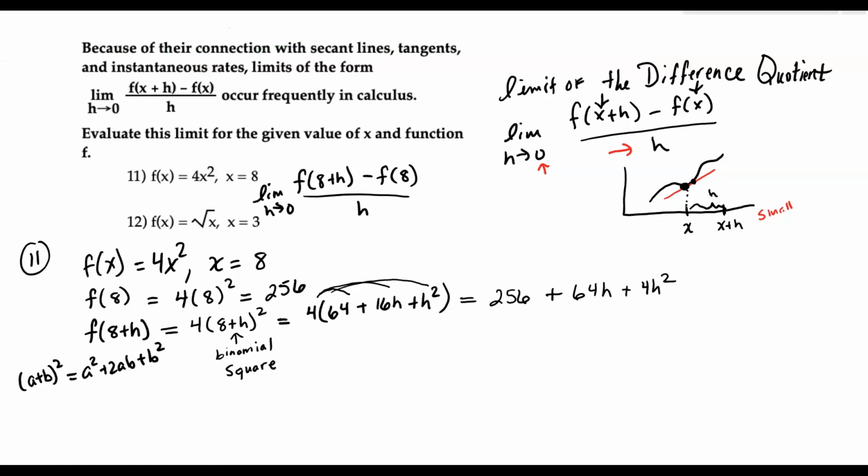I'm going to write the limit out one more time, and let me see if I can erase this binomial square business here to give myself a little bit of room. The limit as h approaches 0 of f of 8 plus h minus f of 8, all divided by h. What does that look like?